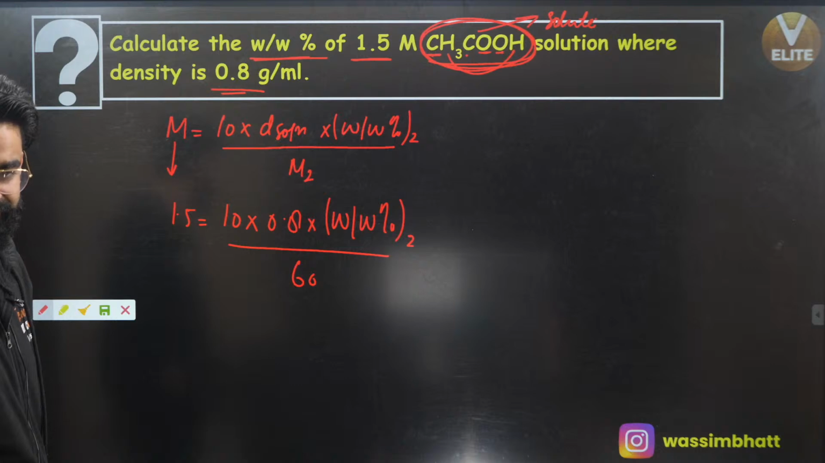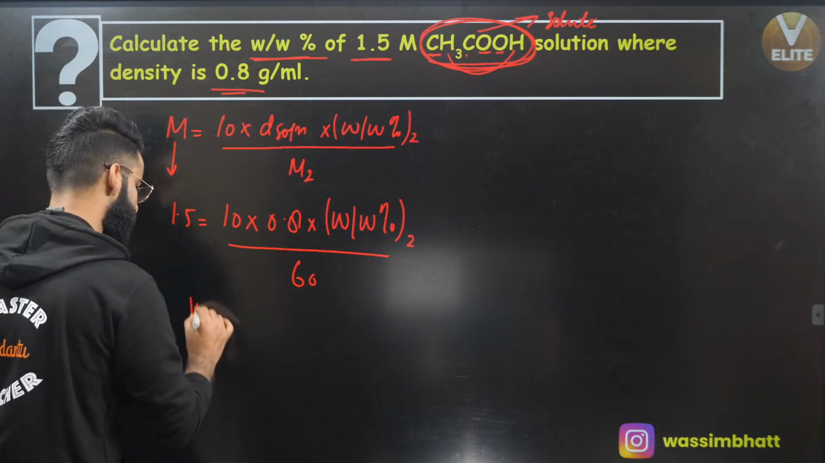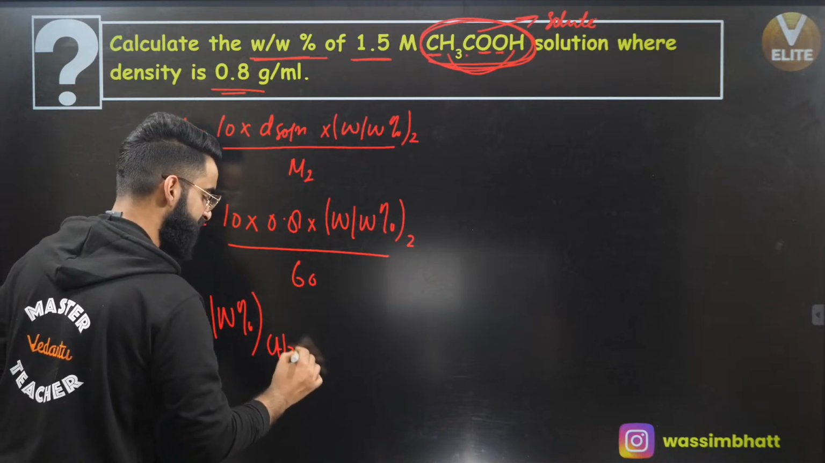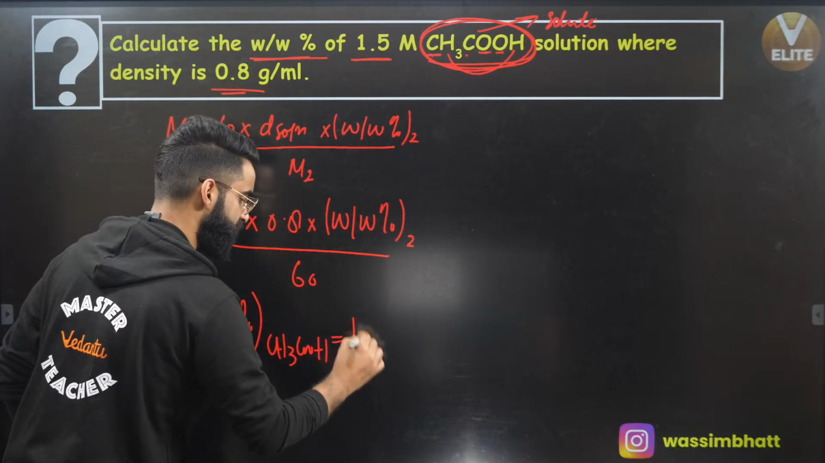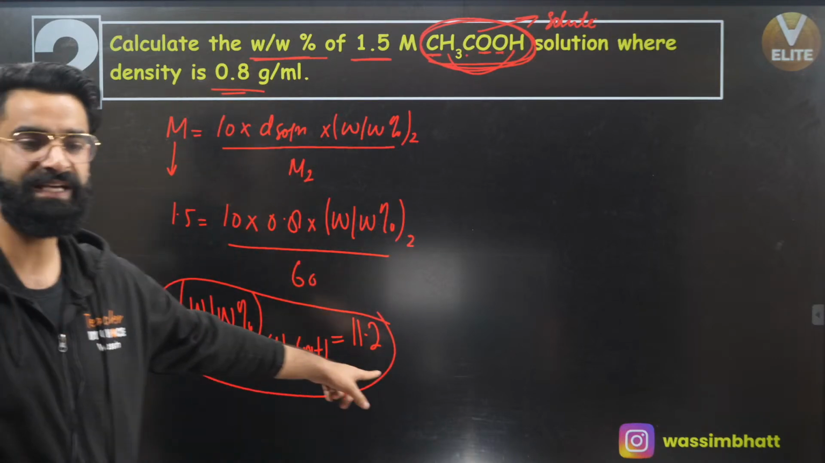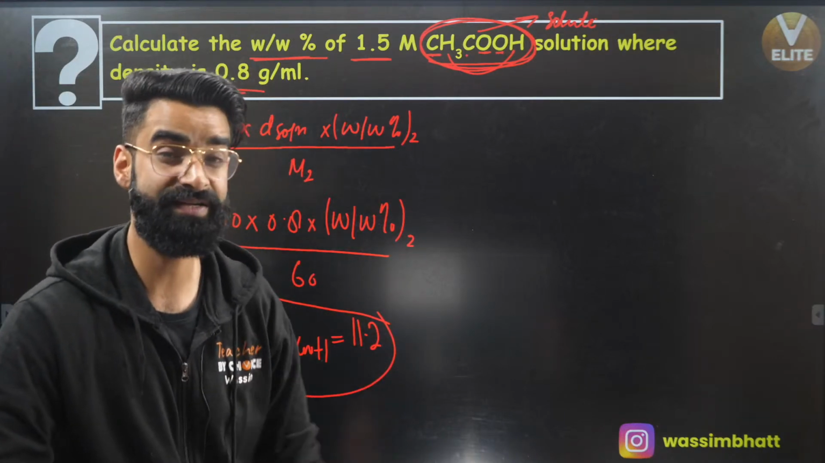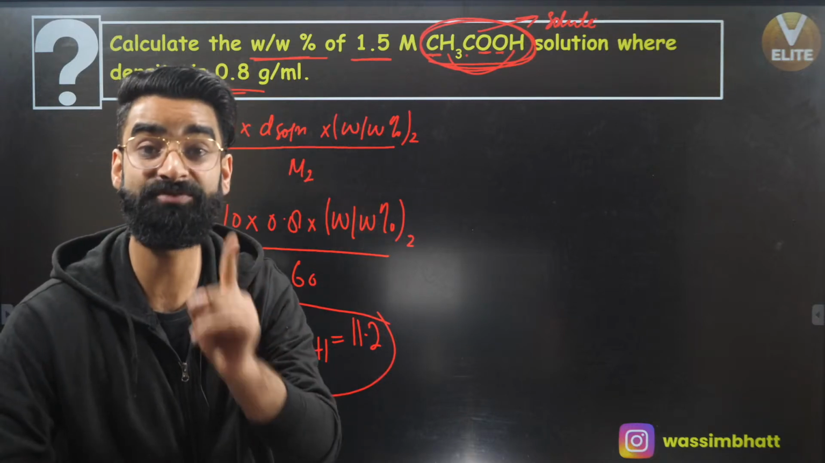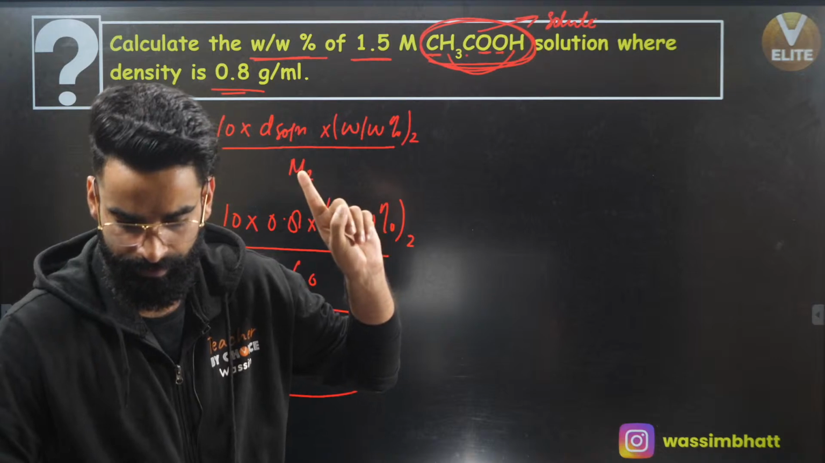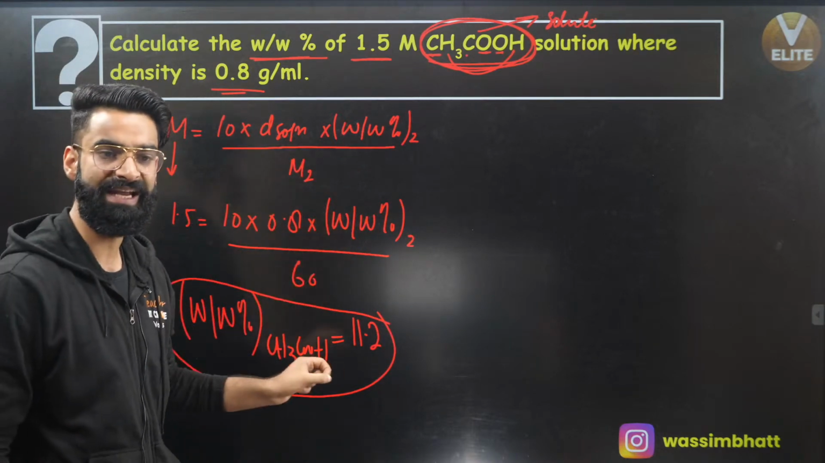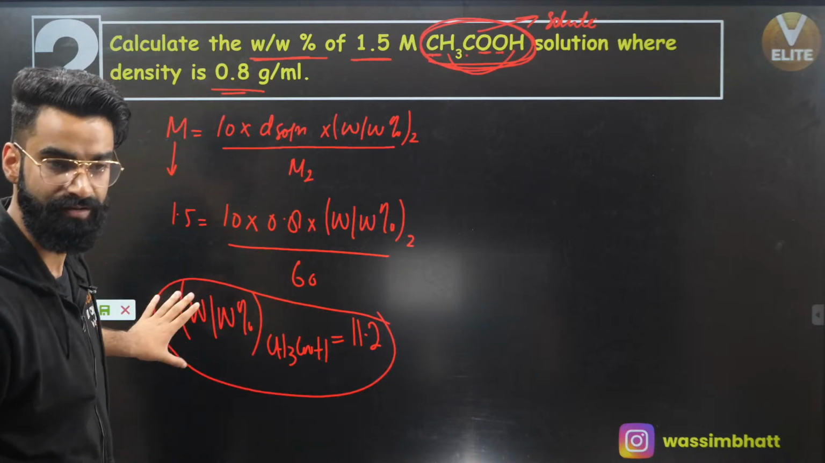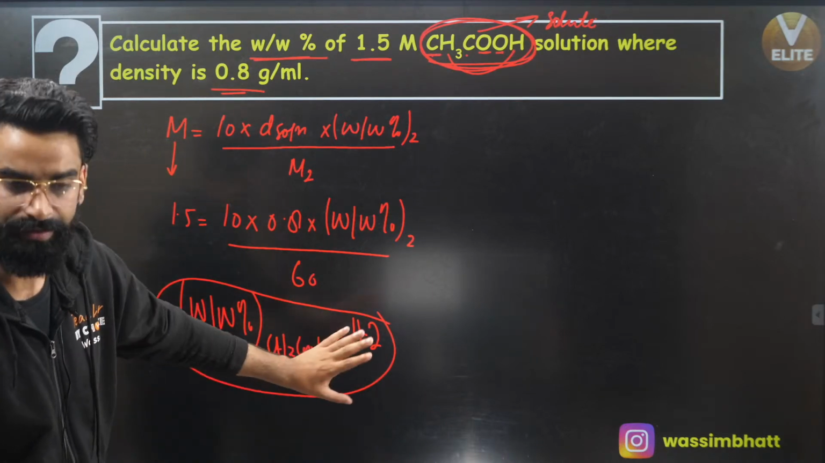You'll be getting the weight by weight % of solute right here, and solute is my CH3COH. So the weight by weight % of solute is 11.2. What does it mean? It simply means 11.2 grams of solute are present in 100 grams of solution, which I told you in the last session. Right?